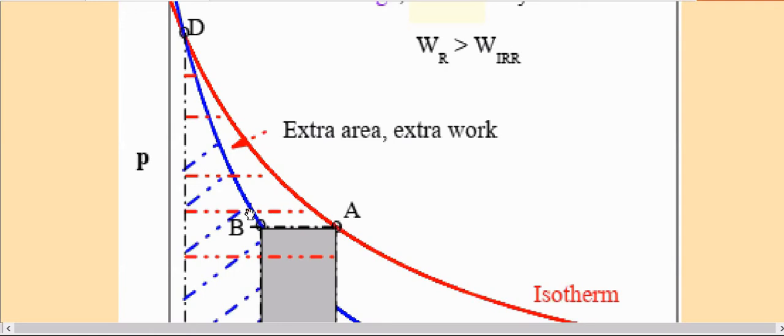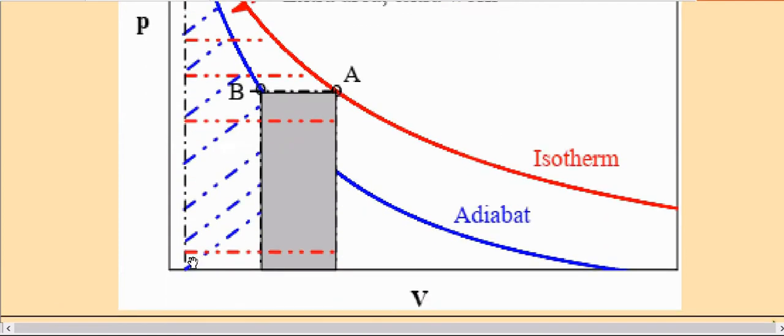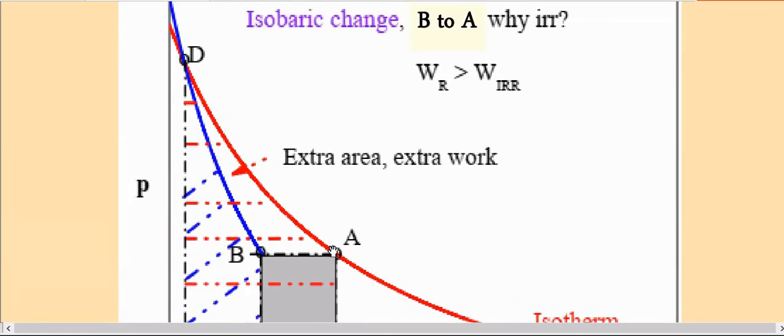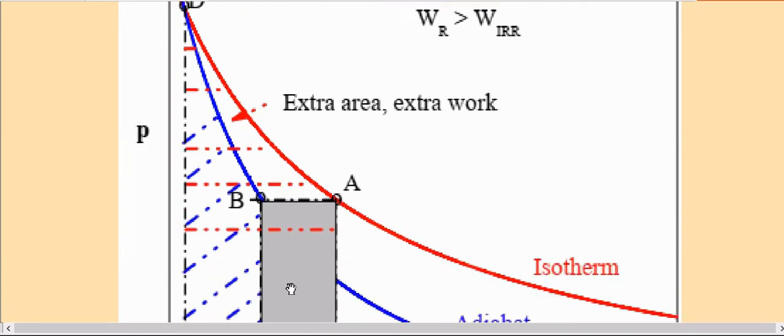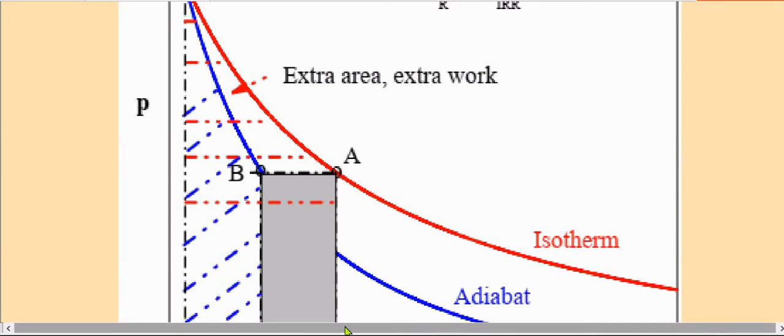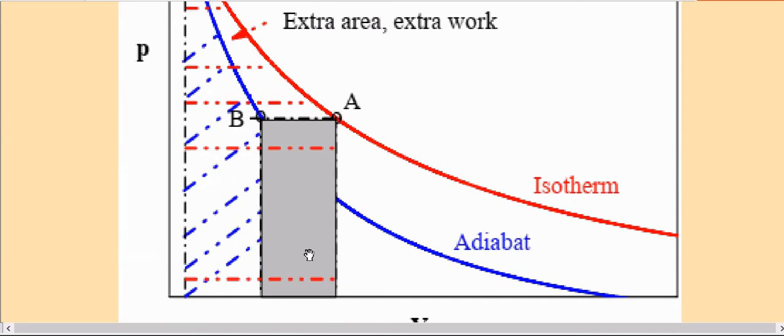How much is our work? That means, how much is the area under the curve? From B to D, the area under the curve is this blue thing. And from D to A, the area under the curve is, including this blue, these red lines, so these red things, up to this point. And what is the normal work if you carry out the B to A transformation straight up? You get only this rectangle. Now, if you take the difference, you see that by going reversibly, you are actually gaining some area. So this area is extra. Naturally, this is the extra work.